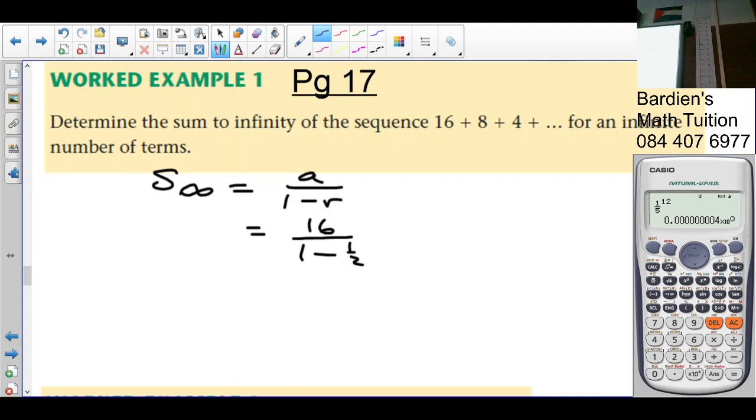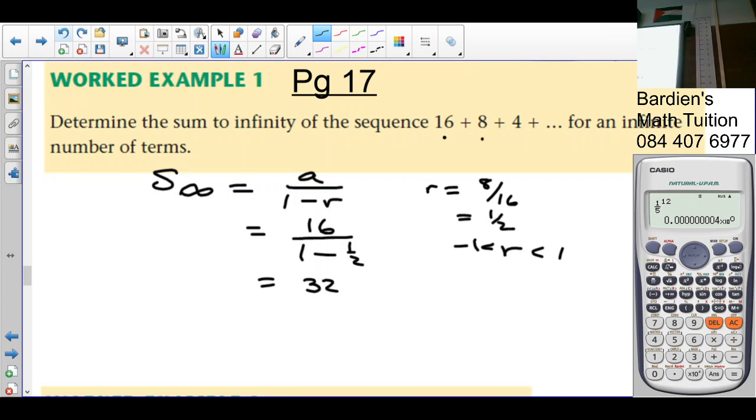For those of you who don't know how we got a half, we said term 2 over term 1. So it's 8 over 16, which is r. Which also confirms that r is greater than minus 1, but this we don't have to state, we don't have to show that. So that's going to give us 32.